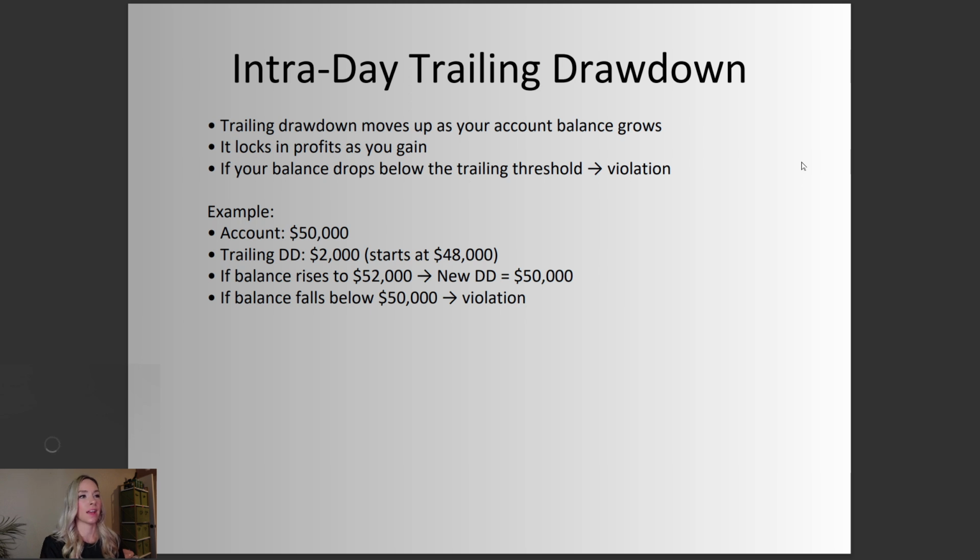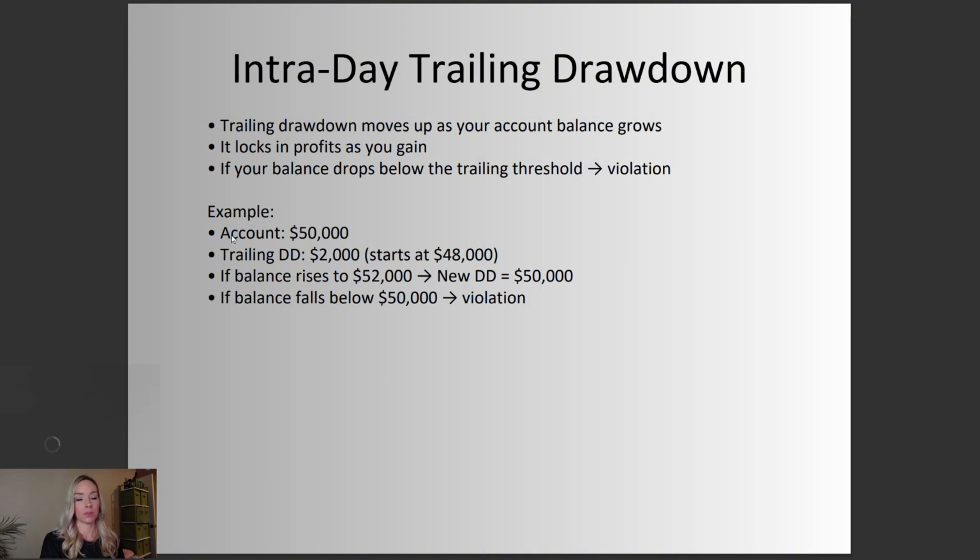So, intraday trailing drawdown. It trails the drawdown as your account moves up. So, as your balance starts to grow, it locks in the profits as you gain them. I know that's a little bit hard to understand, just saying that out loud and then potentially just reading this. So there is a graph that I will show you guys, but here's an example.